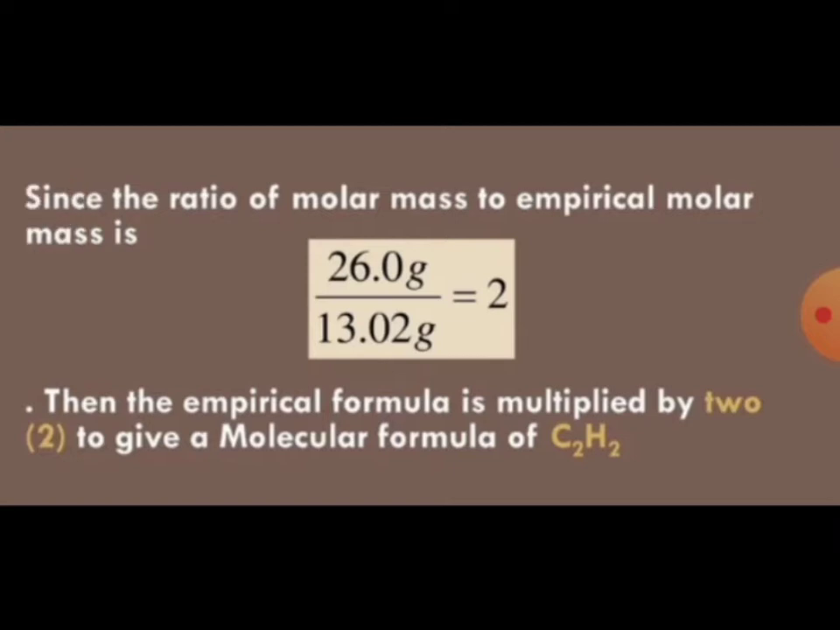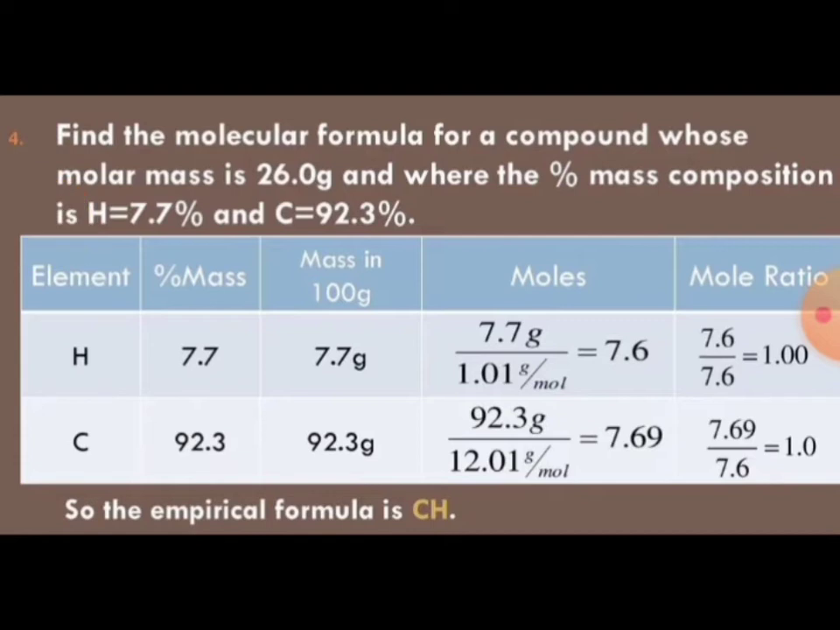Now what I need to do is divide, since the molar mass is 26 and the empirical formula mass I got now is 13. So when I divide, I'll get the value 2. This value 2 I need to multiply with the empirical formula. Whatever value I got, I should multiply with the empirical formula. What empirical formula did we get? See children, the empirical formula we got is CH.